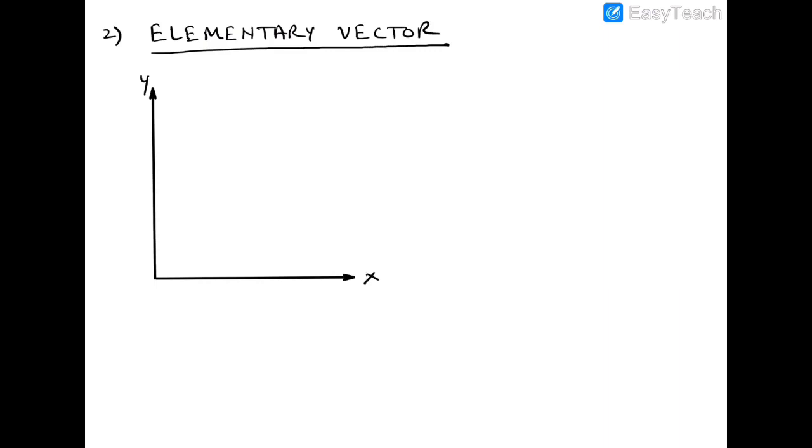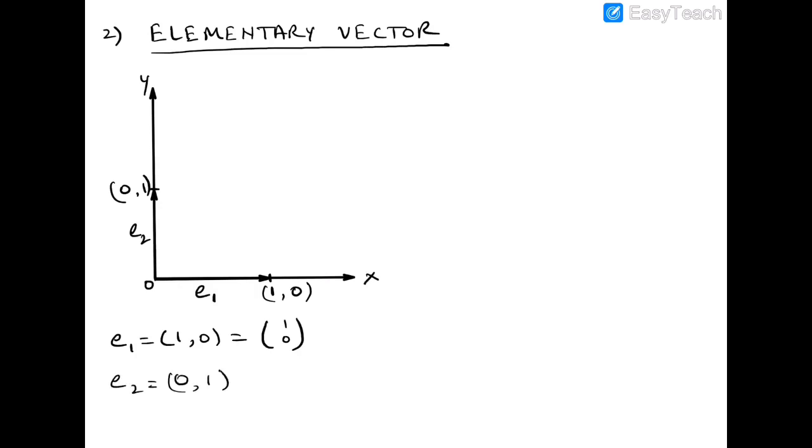Now another type of special vector is the elementary vector. On the xy plane, coordinates at unit length along the x and y axes are 1, 0 and 0, 1. So this vector along the x-axis is an elementary vector and it is represented by E1, and this vector along the y-axis is represented as E2. So E1 is equal to 1, 0, or we can write it vertically, and E2 is 0, 1, or 0, 1 vertically.